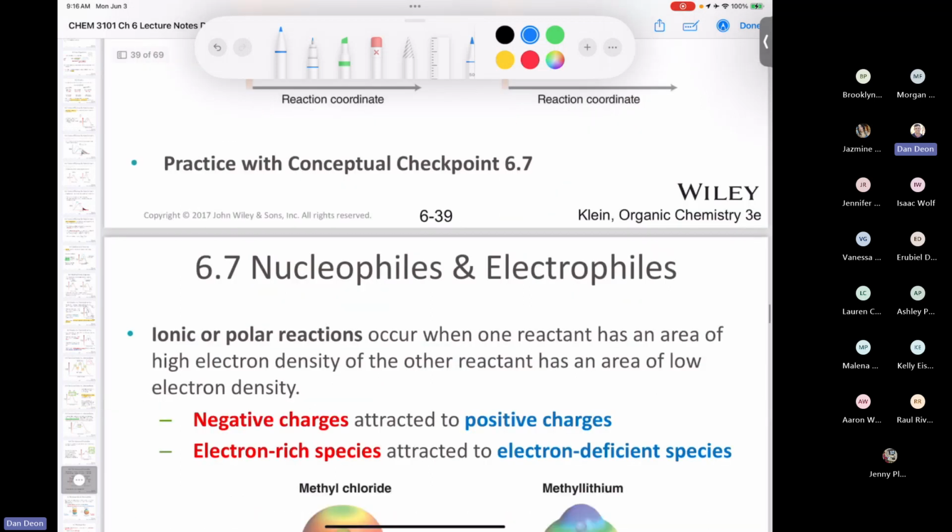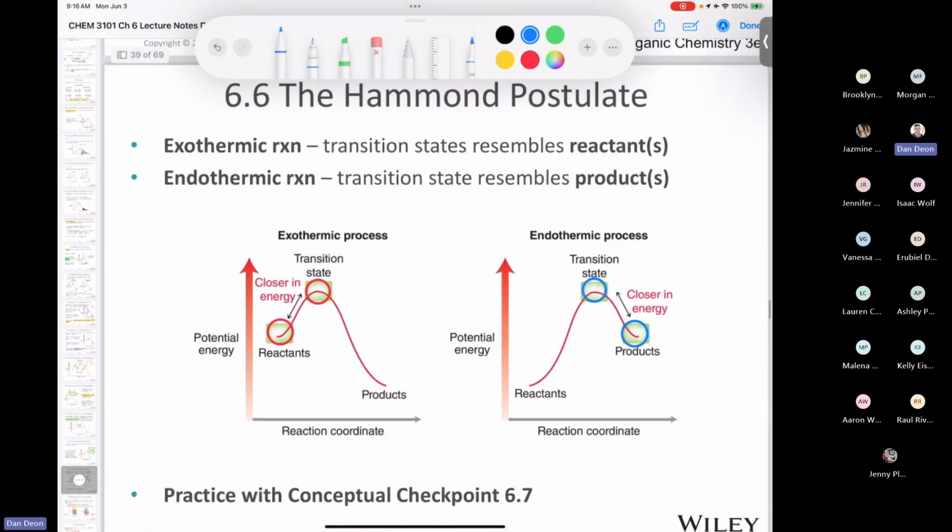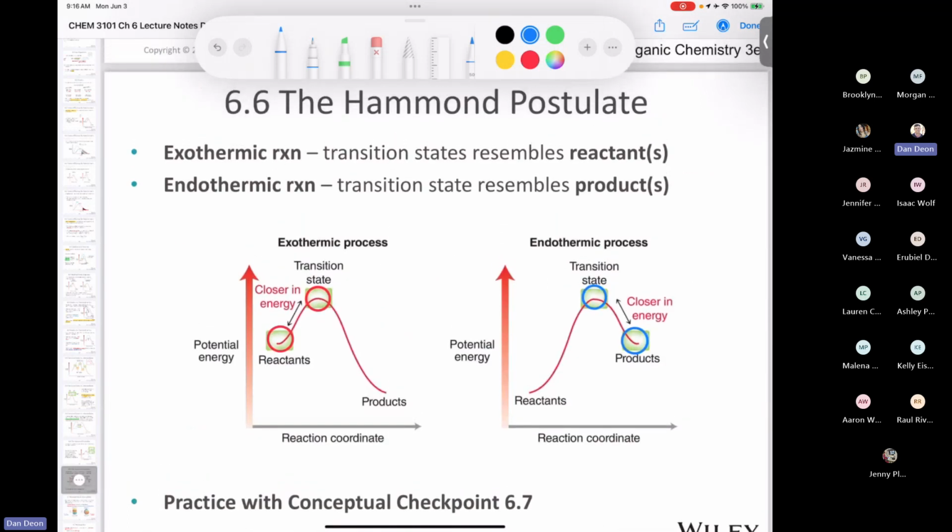And if you're like, that's it, what do I do with that? Well, we're actually not going to do that much with it yet, but we are going to do something with it later on. For now, you just have to know the postulate, okay? In an exothermic reaction, the transition state mostly looks like reactants. In an endothermic reaction, the transition state mostly looks like the products, okay? And that's it. That's the 6 sections.